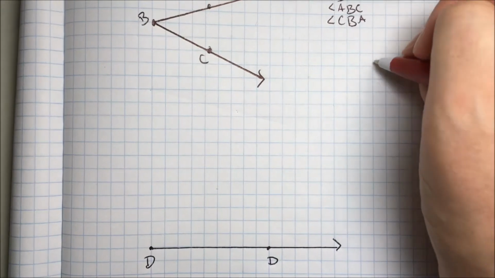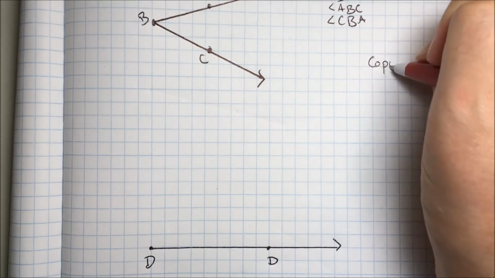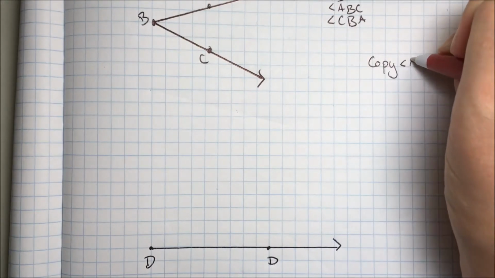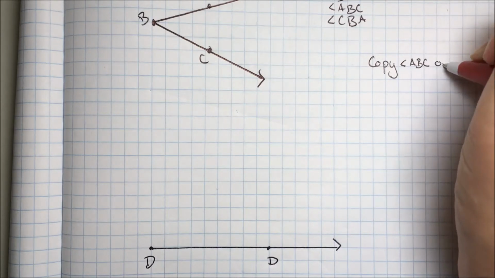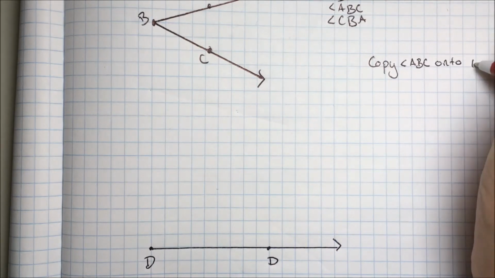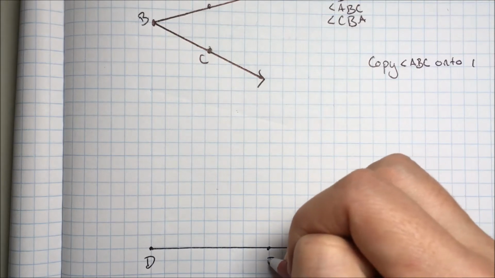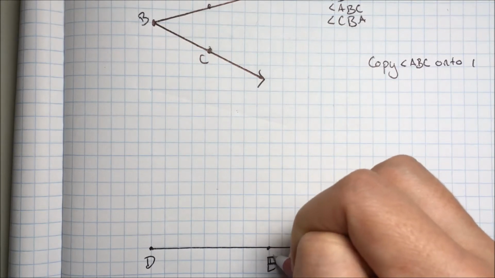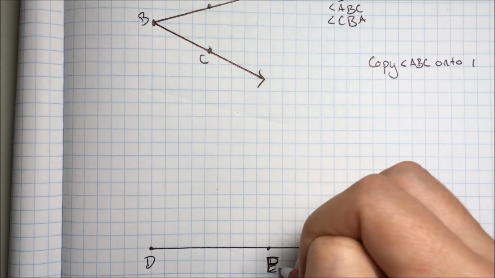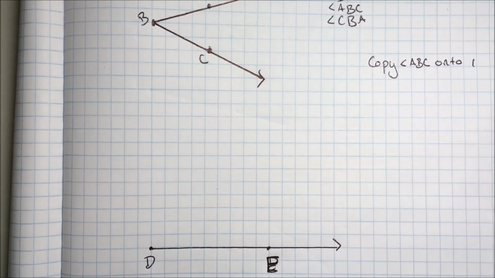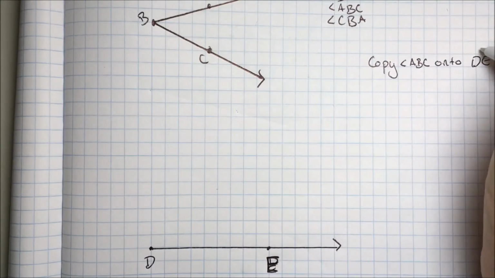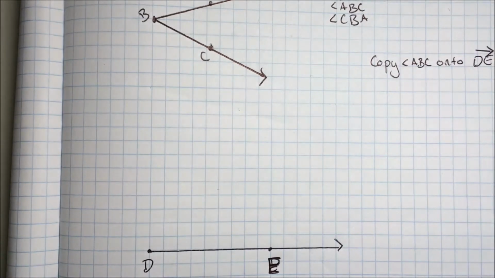So we are going to copy angle ABC onto ray DE. Be helpful if I wrote the right letters. DE. Ray DE. Okay.